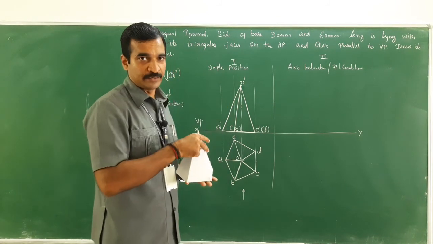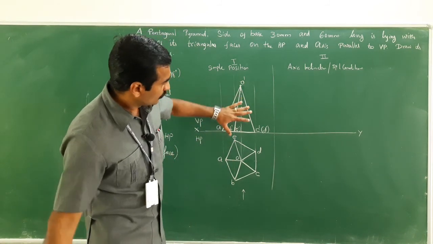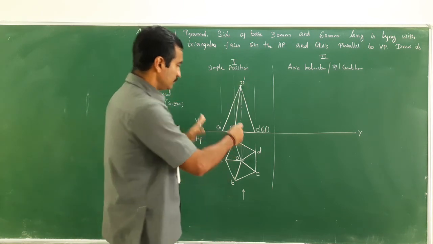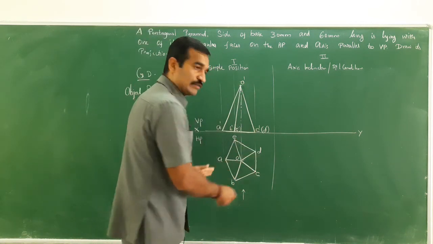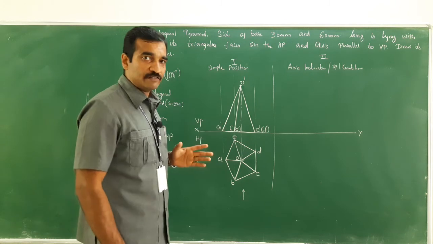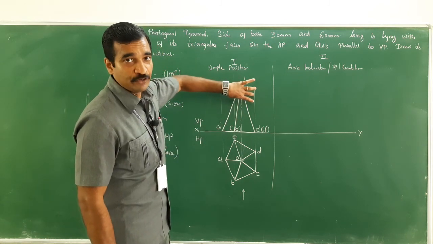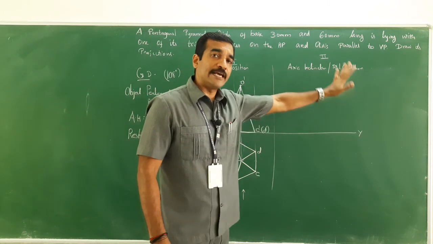When you just look at it from here, the front, these are the points which would be visible. A, B, C are visible. D and E are invisible, which I captured in the front view. Then let me just move to the stage 2.